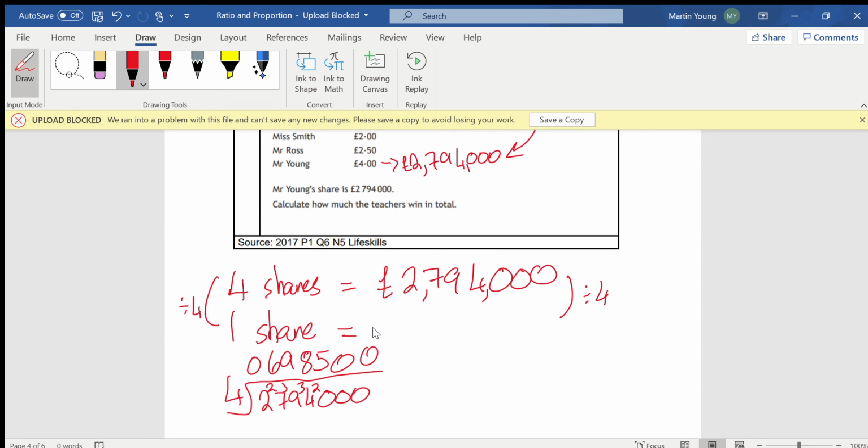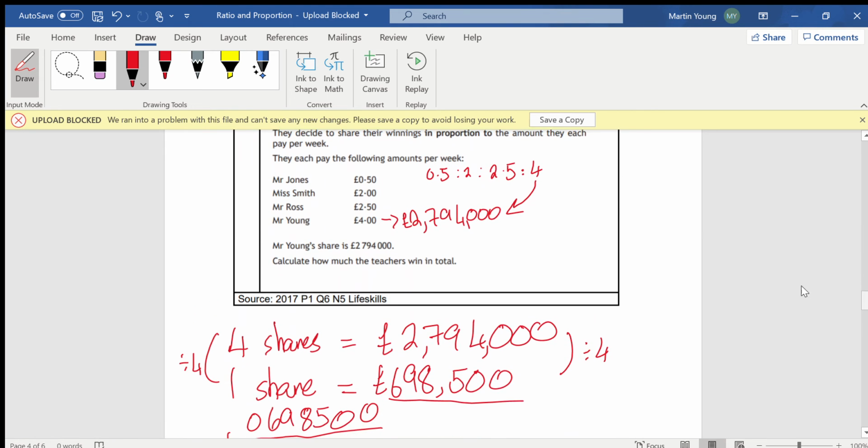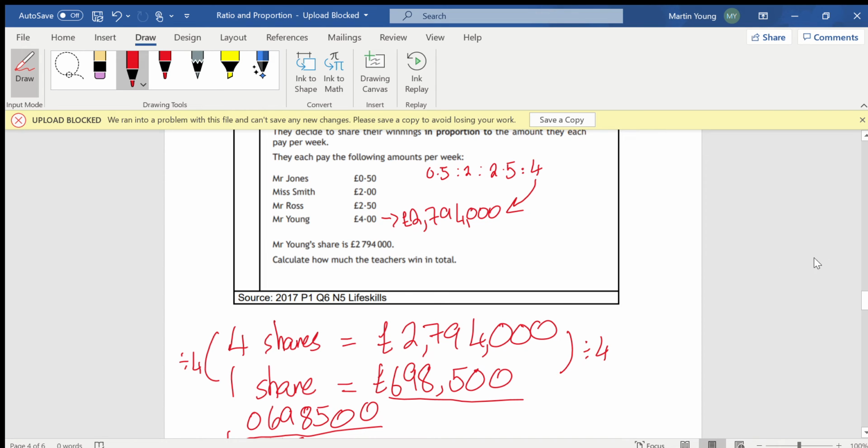Okay, so each person is getting that amount there, 2,794. Yep. Okay, so that's what 1 share is worth. £698,500, and that's what 1 share is. And then what I'm going to do is work out the total number of shares by adding all of these values up, and then multiply by the amount for 1 share.